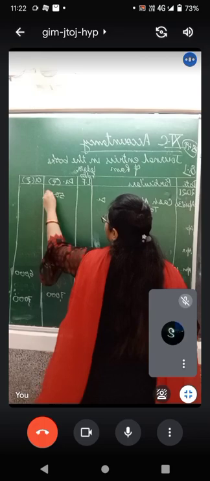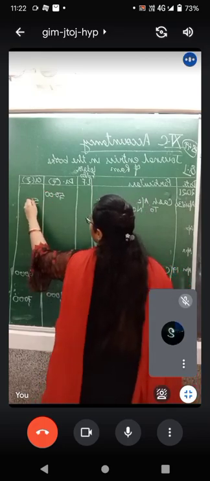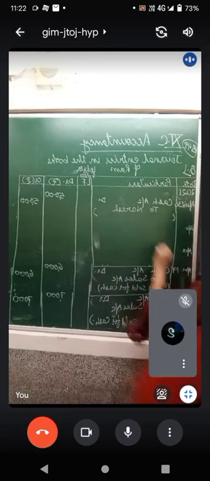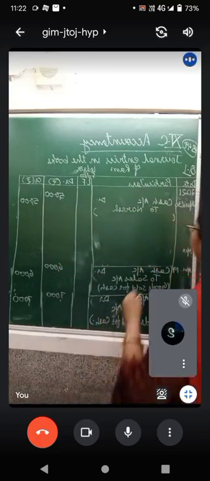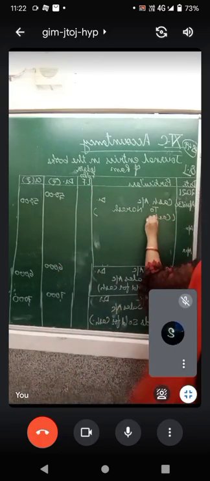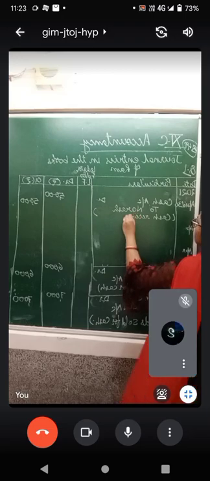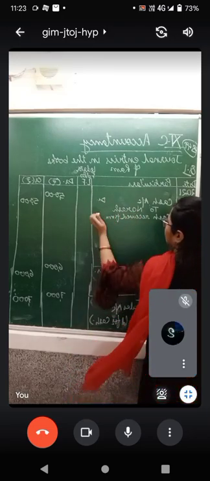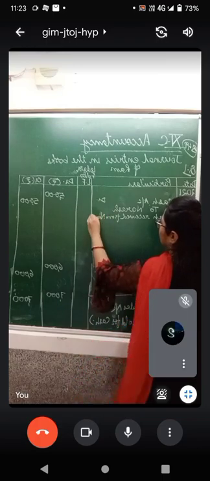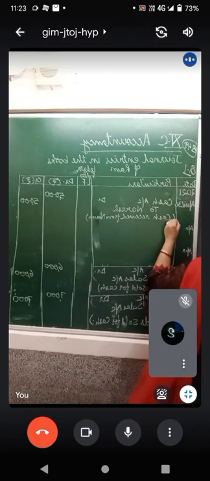What is the amount? The amount is rupees 5,000, which is on the debit side, and rupees 5,000, which is again on the credit side. How will you write the narration? The narration will be cash received from Naresh. Okay? And then you close the journal entry.